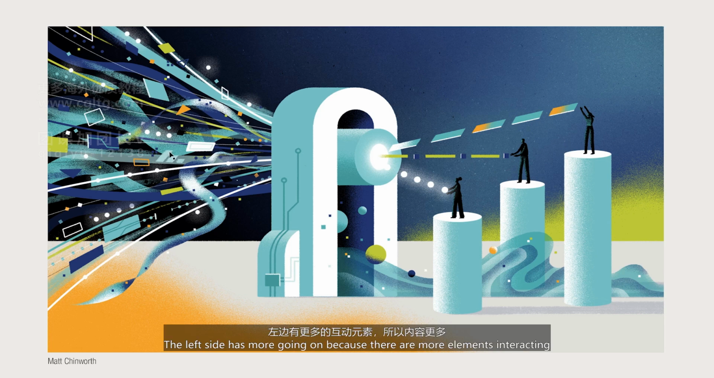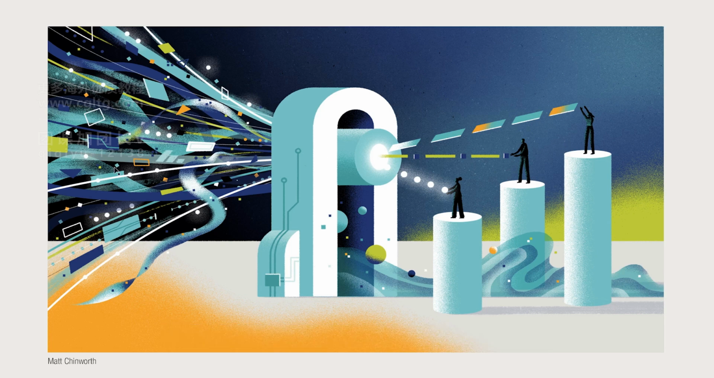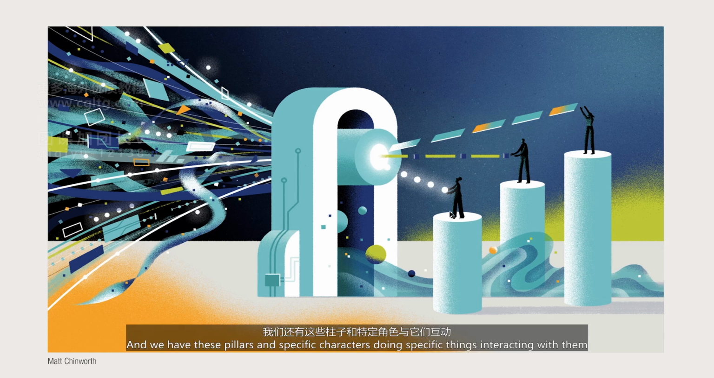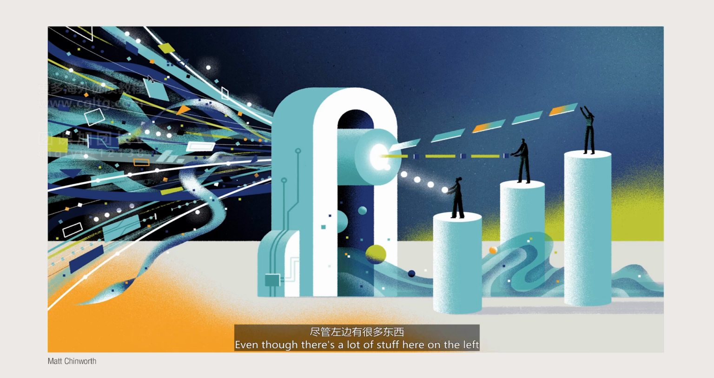The left side has more going on because there are more elements interacting, but it's the same frequency of noise. Whereas on the right, we have lots of very specific elements. We have a line of white circles, a line of green rectangles, of teal trapeziums, and we have these pillars and specific characters doing specific things interacting with them. Even though there's a lot of stuff here on the left, it's only really one piece of information, a whole bunch of stuff coming out of this, I guess, machine portal.